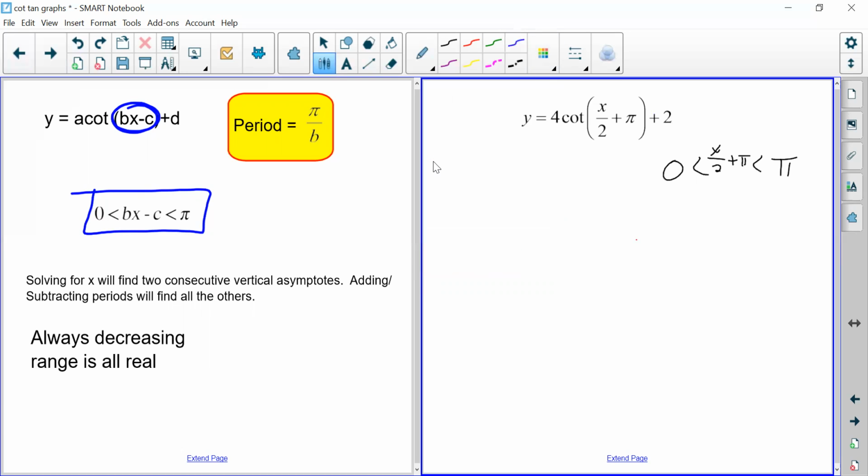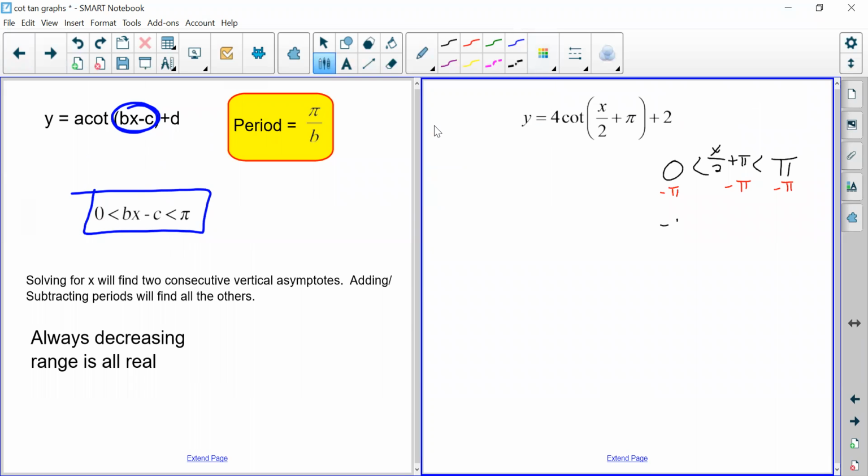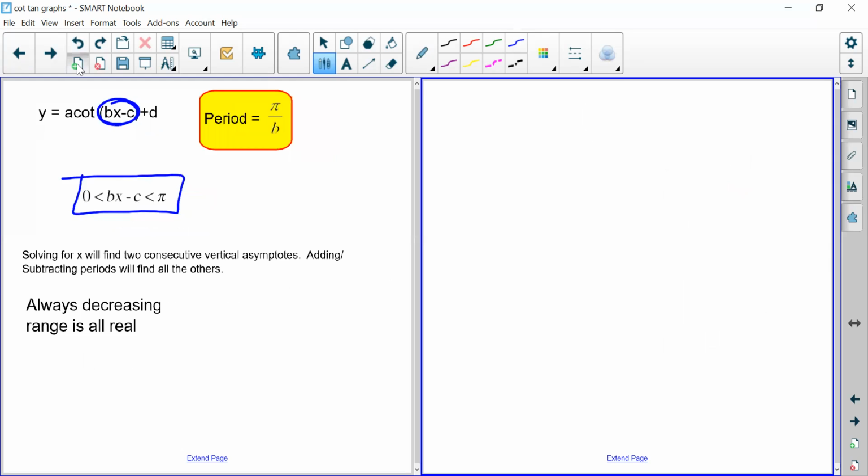So I want to solve for x. I'll subtract pi. That gives me negative pi is less than x over 2, which is less than 0. Then I'm going to multiply everything by 2. So I get negative 2 pi is less than x, which is less than 0. So these two numbers, x equals negative 2 pi and x equals 0, are consecutive vertical asymptotes. That's really going to help me.